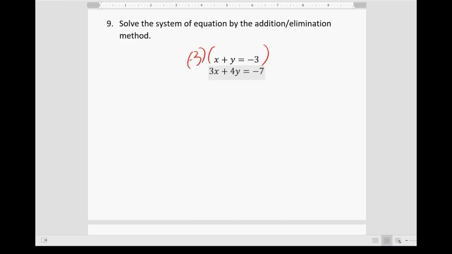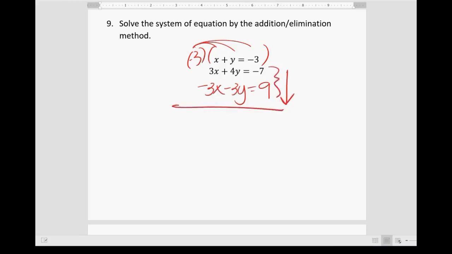And why am I doing that? Because when I do that, negative 3 times x is negative 3x. Negative 3 times y is negative 3y. Negative 3 times negative 3 is positive 9. The whole reason I did that is because when I add these two equations together, my x terms are going to cancel now. That was my goal.